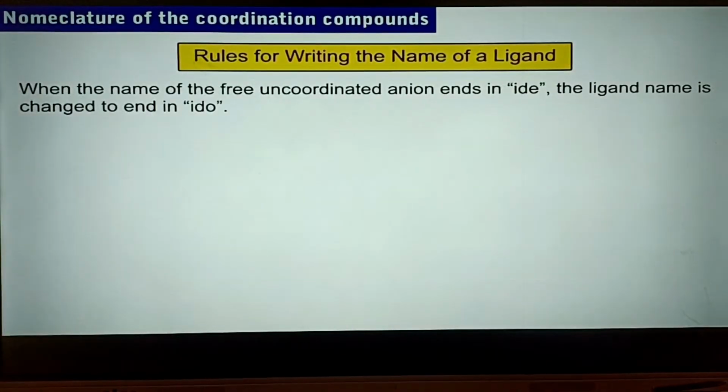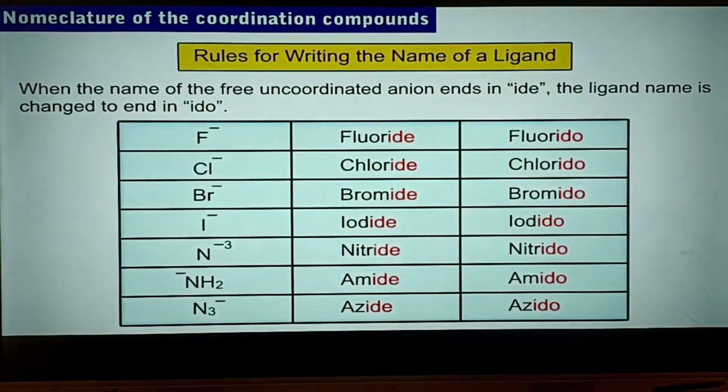When the names of the free uncoordinated anions end in "ide", the ligand name is changed to end in "ido". For example, the anion fluoride is named fluorido, chloride as chlorido, bromide as bromido, and iodide as iodido. Similarly, nitride is named as nitrido, amide as amido, and azide as azido.